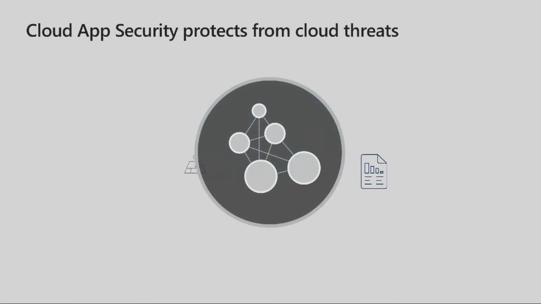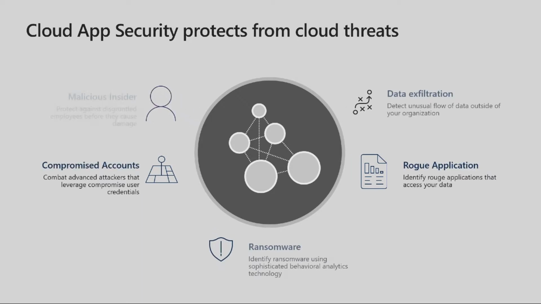So let's take a look at some of the other detections that we do out of the box for UEBA. Things like malicious insider. Perhaps there's an employee who has discovered that he's going to be laid off next week, and he's trying to download all his files from OneDrive for Business onto his personal machine before his account is disabled next week.